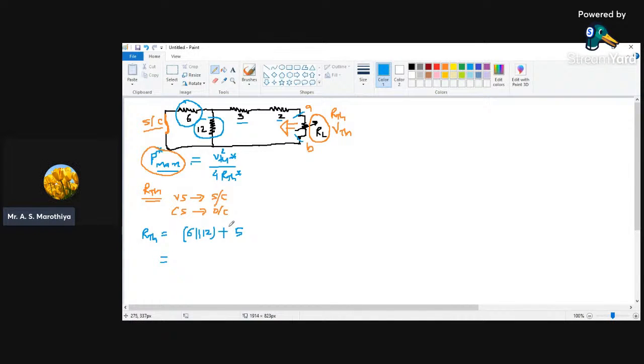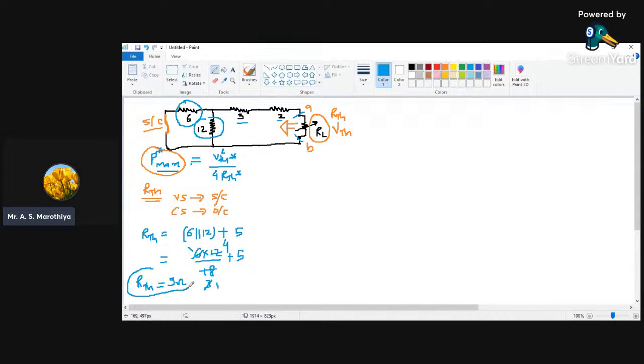So if you apply that logic, we can easily solve this. So 6 in parallel with 12 is 6 into 12 divided by 6 plus 12, that is going to be 72 by 18, and this plus 5. So 6 ones are 6, 3s are 18, 6 into 12 is 72 divided by 18 is 4, plus 5 equals 9. So the final answer for RTH is going to be equal to 9 ohm.